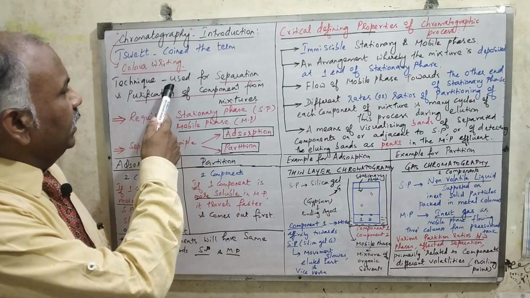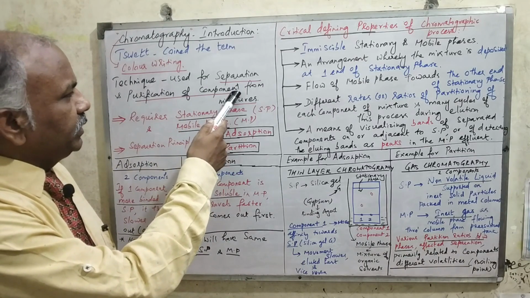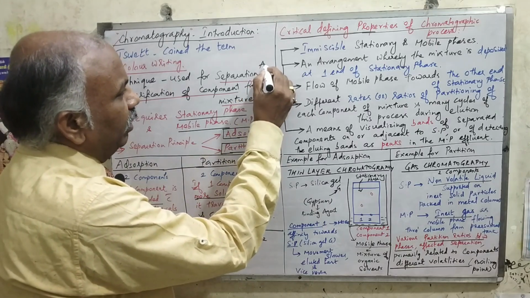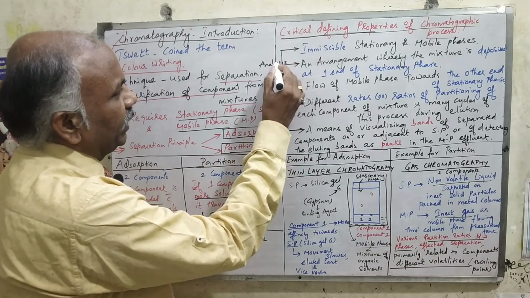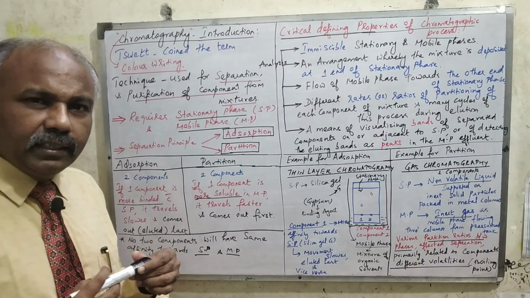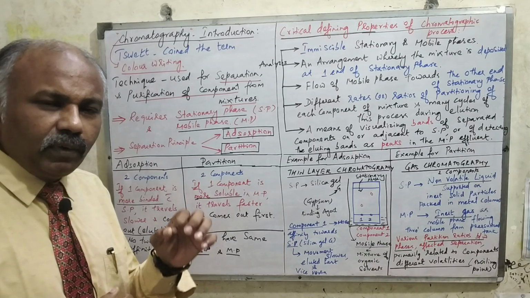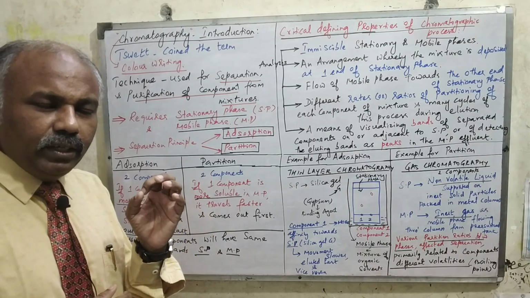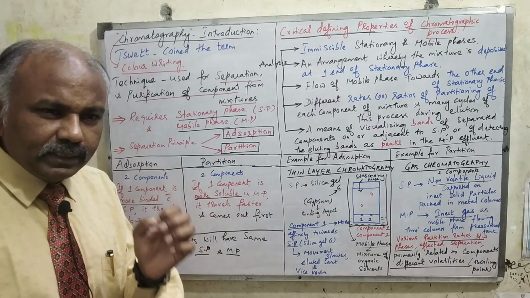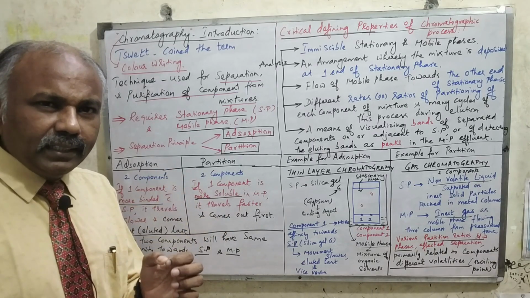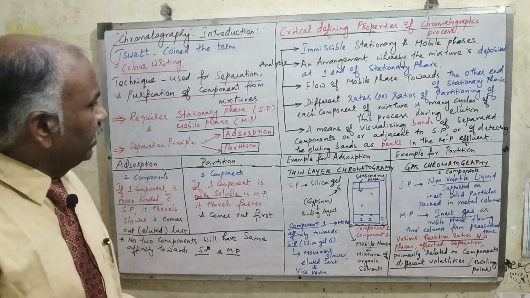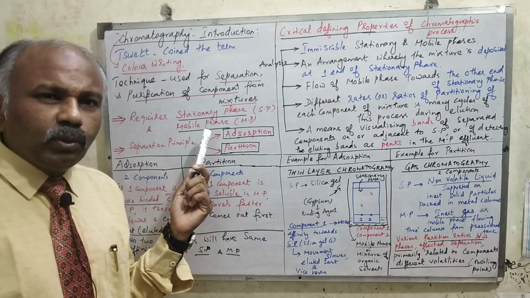It is a technique used for separation, analysis and purification of components from the mixture. Not only separation, analysis also, right? So when you want to separate individual components, if a mixture contains 3 components, if you want to individually separate them, analyze them and purify them, then we use the ultimate tool, chromatography. And this chromatography requires 2 important phases.